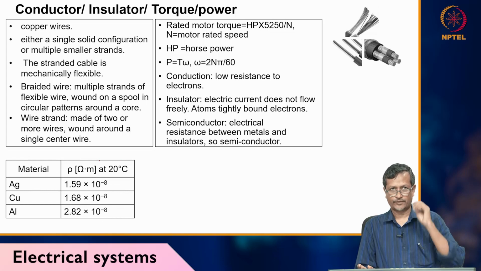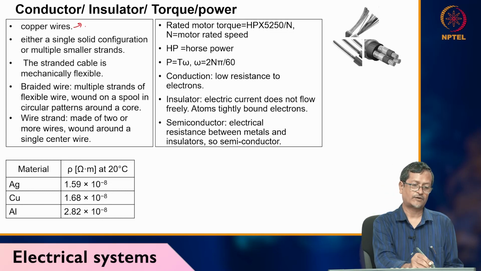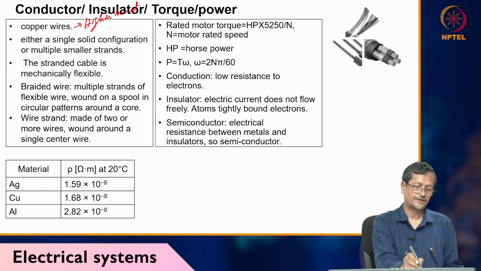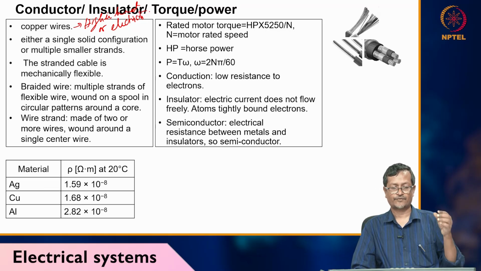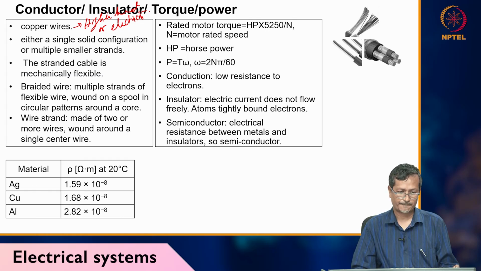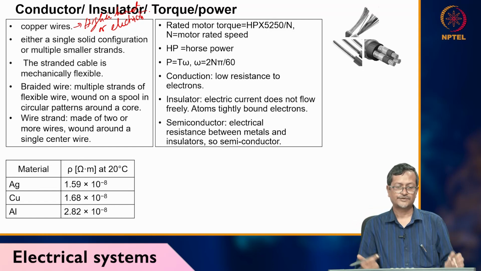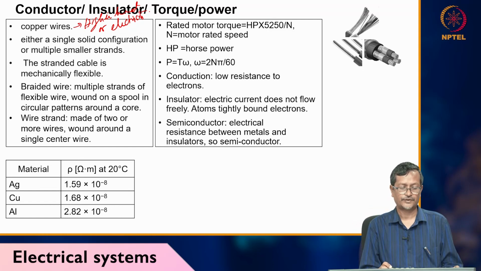Normally copper wire, copper is having higher conductivity, for both electrical and heat. Copper carries higher amount of heat or electricity. It may not be the highest one, but because of cost and other aspects and usability, people use copper for electrical conductivity purposes. Either single solid configuration or multiple small strand configuration, where you take multiple small areas and wrap them, that way also it will be used.